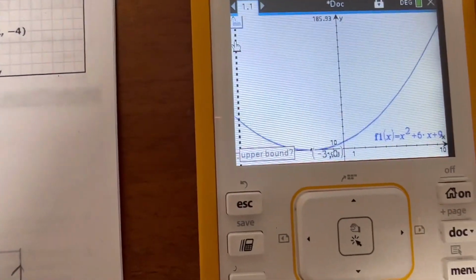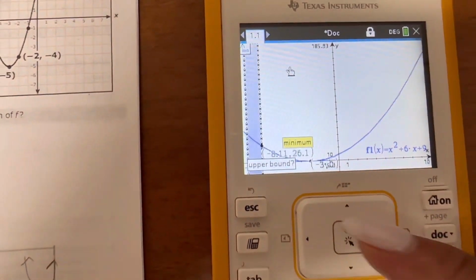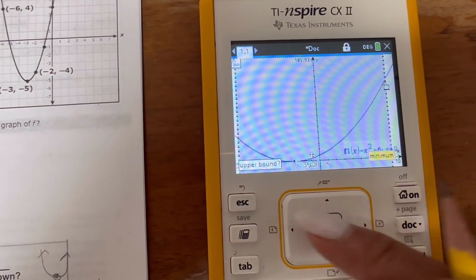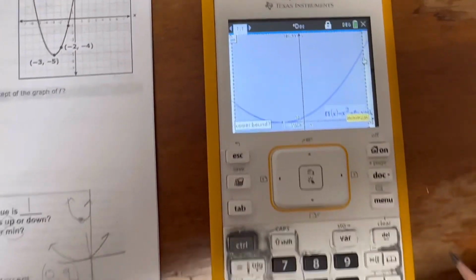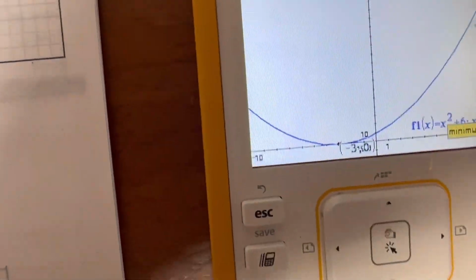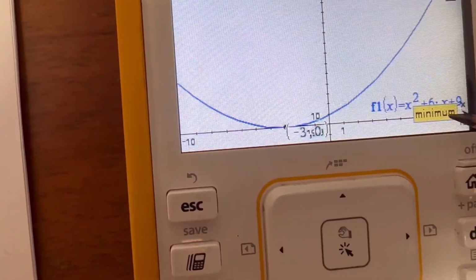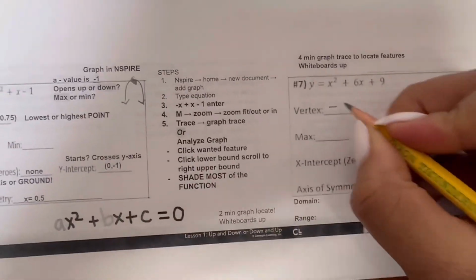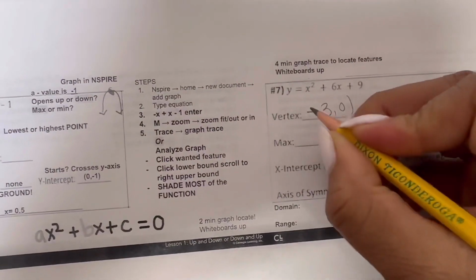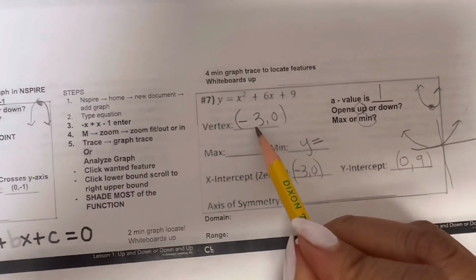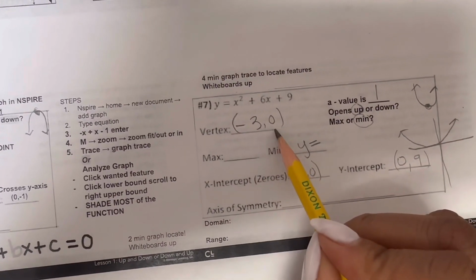Now it's asking for upper bound. So scroll to our upper limit. Just scroll, and hit enter. So make sure your region is shaded. It's telling you your minimum or your vertex is -3, 0. Our vertex is -3, 0, which means our minimum value, our y value, is 0.